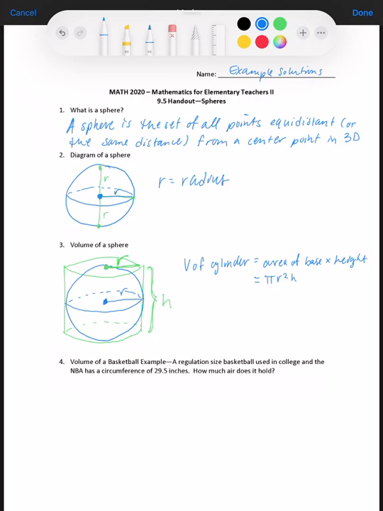Now, if the sphere and the cylinder have the same radius and height, then that means that the sphere will have less volume because there's extra space around the sphere that is part of the cylinder's volume, but not the sphere's volume. So the volume of the sphere will be equal to a fraction of the volume of the cylinder.